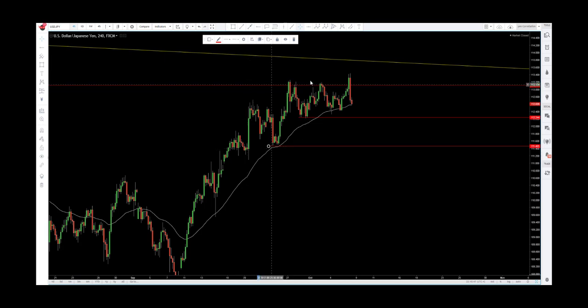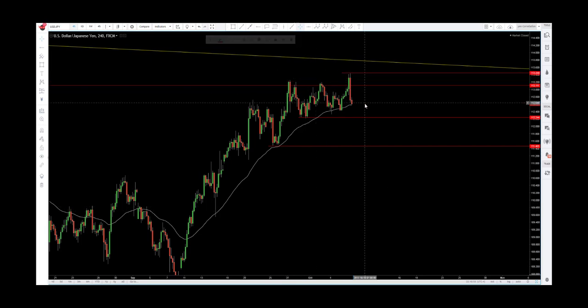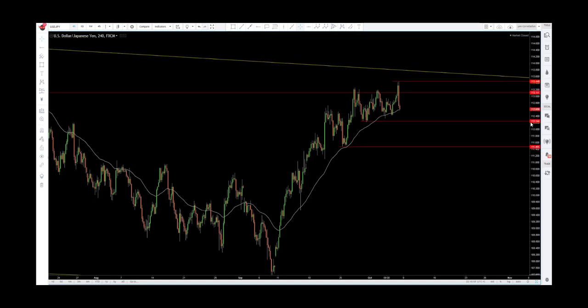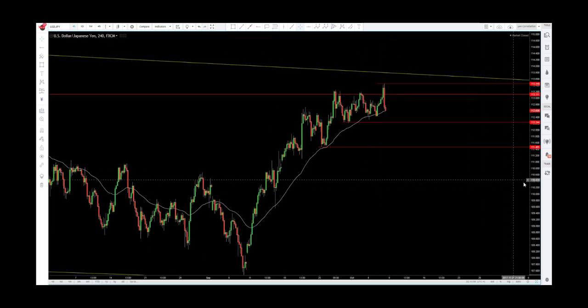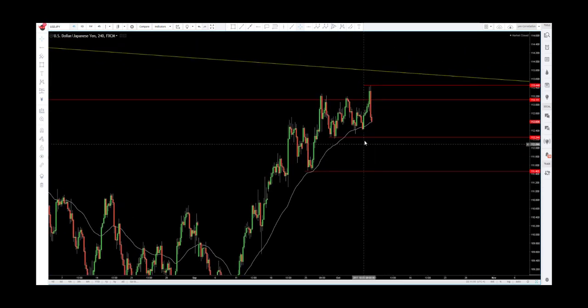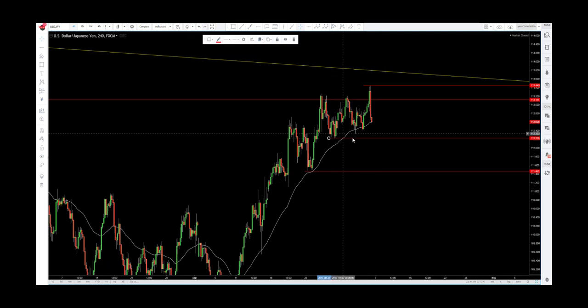And just looking at the overall structure of price for the dollar yen, I'm not convinced that this is it. I think we have some more momentum to the upside. I think there's still more left. So we're going to be watching and waiting to see what takes place. So what we're going to see here is we're going to see this low get tested again.